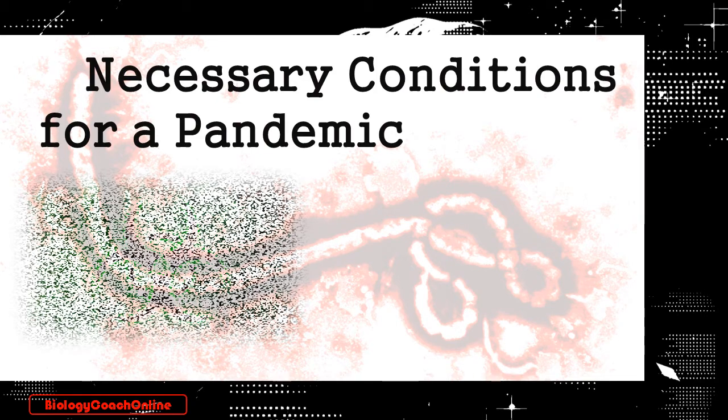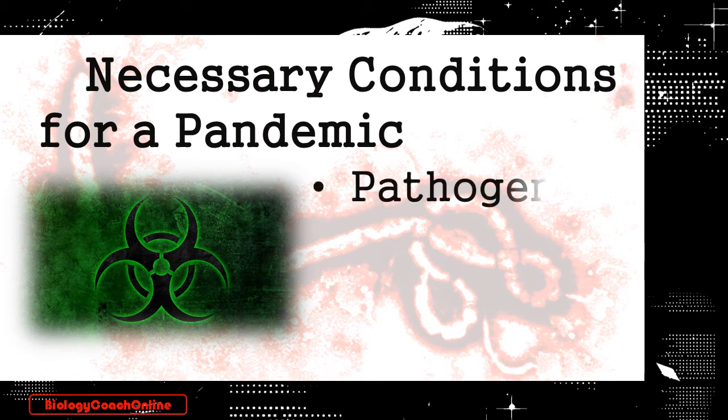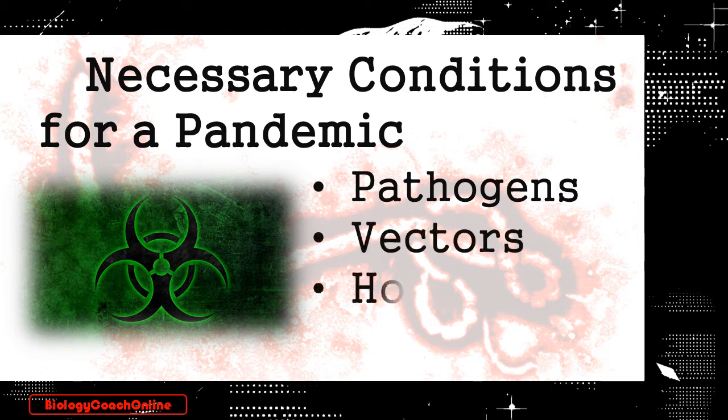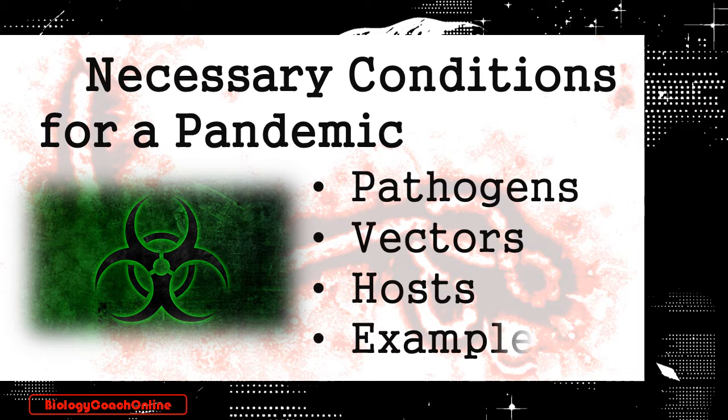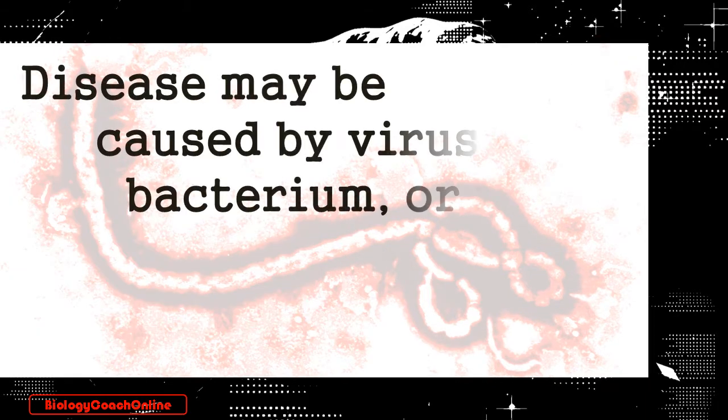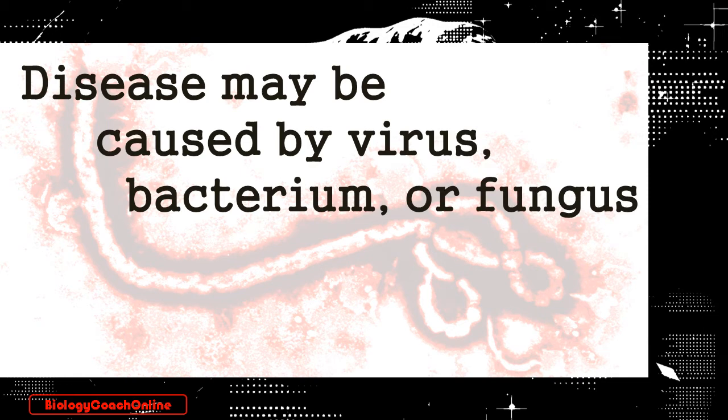In this lecture, we will identify the requirements necessary for a pandemic to happen. So we're going to discuss pathogens, vectors, hosts, and we'll look at several examples of each. So let's get started. Causative agents of disease may be viral, bacterial, or fungal.